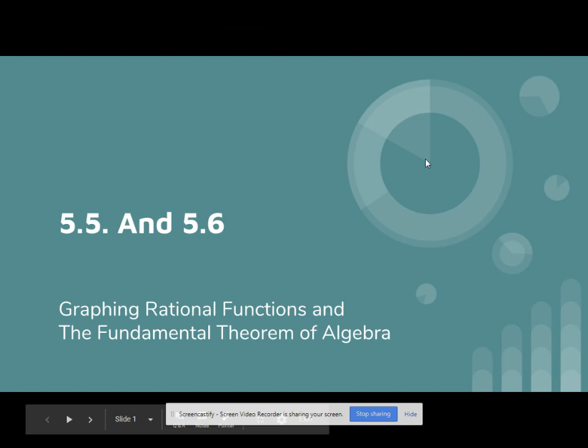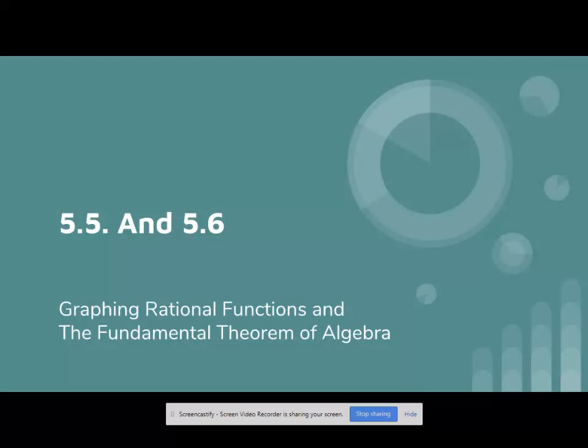Our last two sections, I guess the last group of sections here in chapter 5, rational functions and graphing rational functions. We're going to do some more with graphing, and the fundamental theorem of algebra. We're actually going to start with that, the fundamental theorem of algebra.